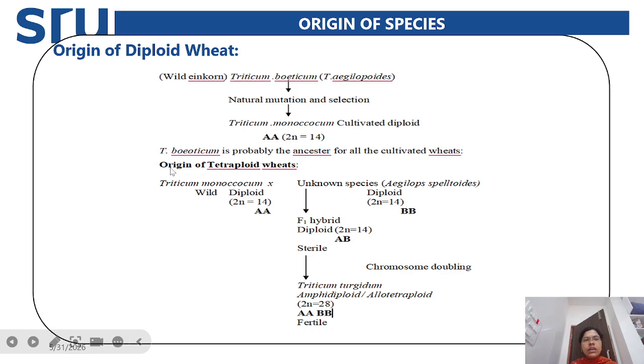And this Triticum boeticum is the ancestor for all cultivated wheats. So this is the origin of diploid wheat. Next we'll discuss the origin of tetraploid wheats.